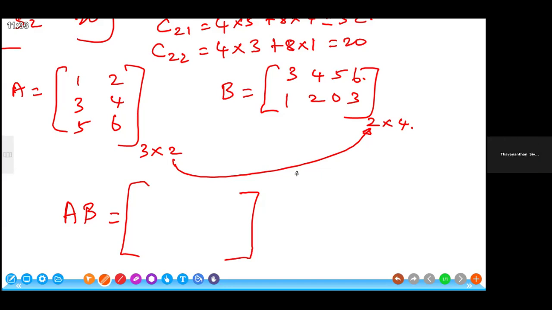First of all, how many rows and how many columns are there? 3 rows, 4 columns. Row-wise, go ahead with the answer. Tell me the first row, second row, and so on. First row, start with 5, 8.